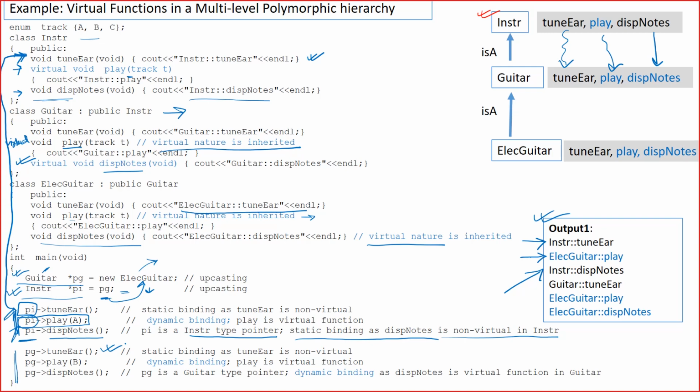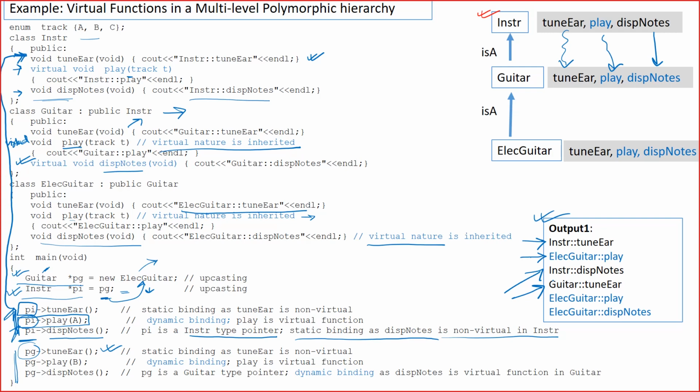So tuneAir is again non-virtual in PG, and in guitar also tuneAir is non-virtual. It will try to find whether tuneAir is virtual, but it will not find a virtual function, so it will see which type of object it is. PG is a guitar type of object, so it will print PG play, PG tuneAir. That's why guitar and tuneAir is displayed.